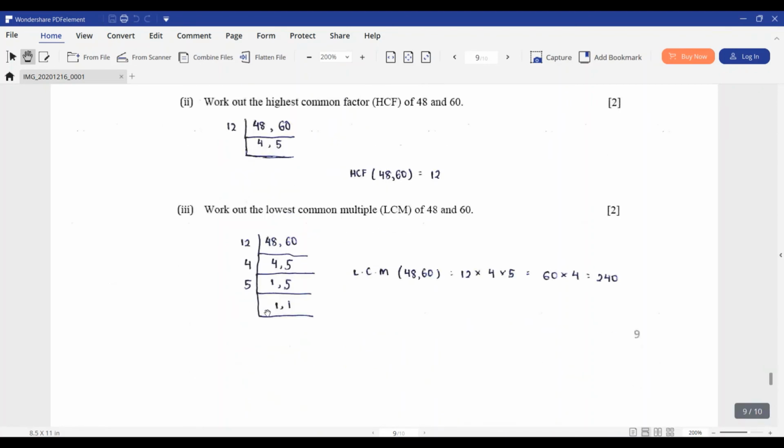Now Roman 3, work out the lowest common multiple of 48 and 60. So instead of stopping at 4 and 5 because they're no longer the same, you're going to remove the 4. Divide by 4 here would mean 1 and 5, and then divide by 5 is 1 and 5. So it would remain 1. So you're just going to take 12 times 4 times 5. So the LCM is 12 times 20, which is 240.